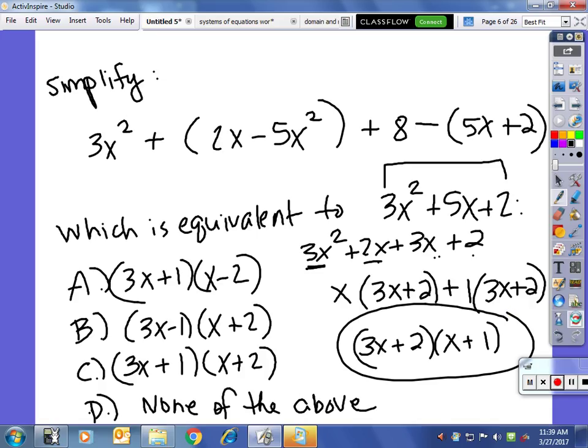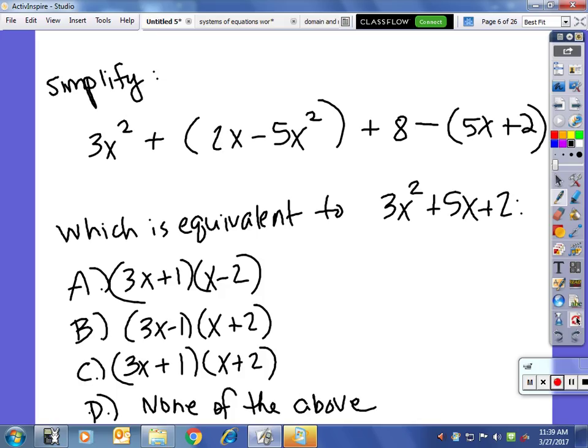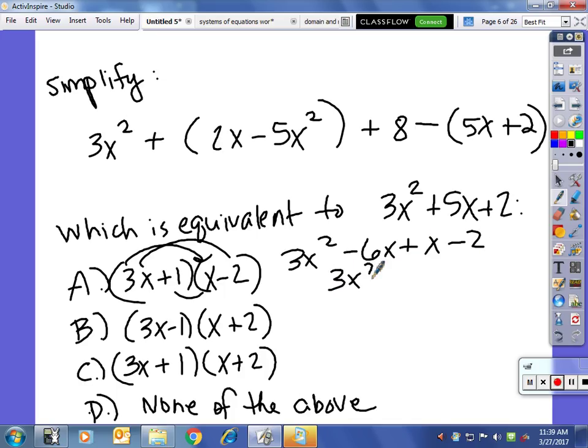The other choice you had was to guess and check the answer choices by using that FOIL business. This would be 3x squared minus 6x plus x minus 2. That's 3x squared minus 5x minus 2. That's not what I started with. It's close, but the signs are wrong.